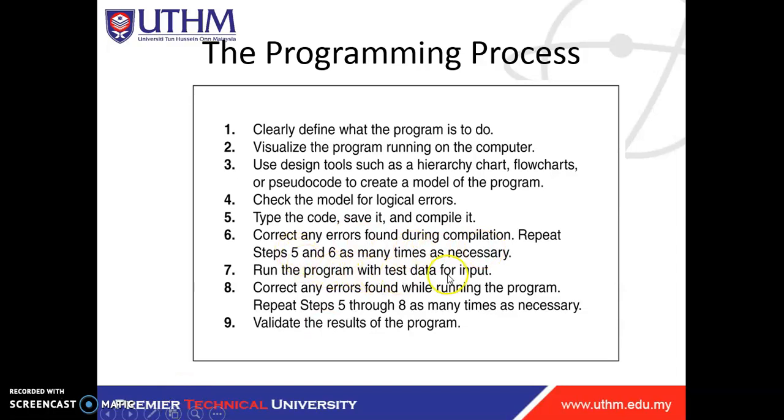Run the program with test data for input. This means you need to type, like just now I typed 2 times 3. 2 times 3 you know is 6. If, let's say, the answer shows you something other than 6, it means something is wrong. Okay, when you assign the punctuation, you might assign something wrong. So that's why you need the operators. You assign the operators and so on, you might assign something wrong, then it will affect the data. Then correct any errors found while running the program. Repeat steps 5 and 8 as many times as necessary, and validate the result of the program.